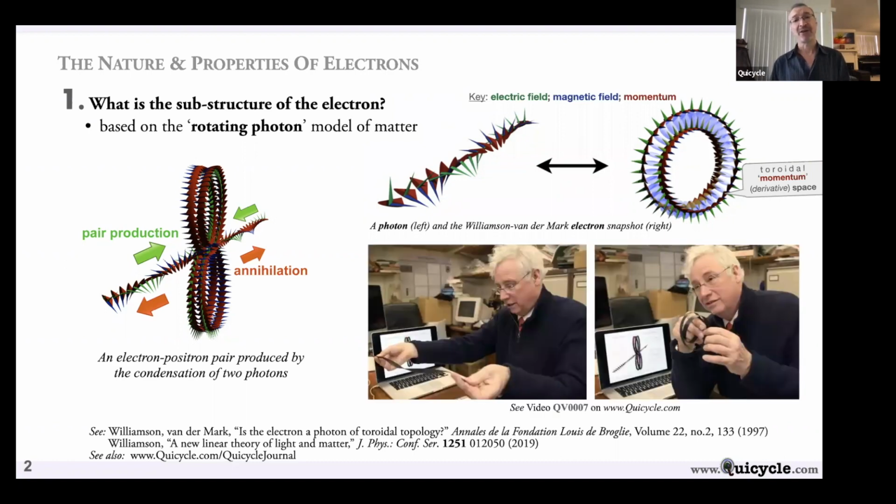Here are a couple of pictures of John taken from one of our videos on Quicycle, where he actually describes the theory underlying this principle. And you can see he's demonstrating the actual twisting of the photon into the particle in that image. I invite you to take a look at Quicycle. There's quite a lot of great content there. And at the bottom of the page here, there are also some sources of John's work on this topic.